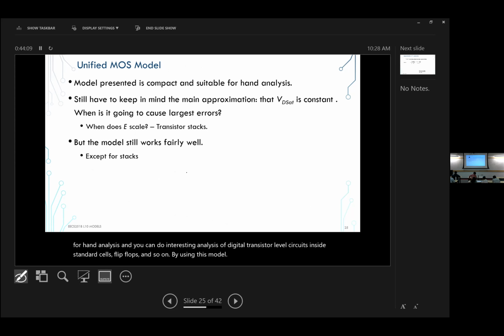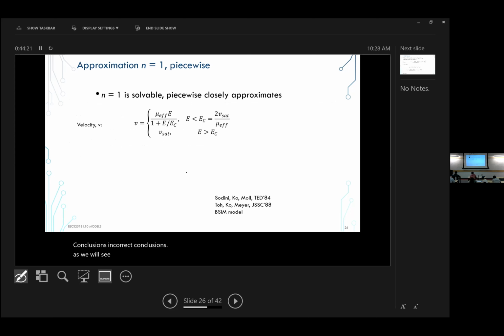But VDS is not constant, and that leads to some fake, incorrect conclusions, as we'll see in a second. So a better model is to stick with what I've shown and try to model it piecewise, where first velocity will be approximated with mu effective times E divided by 1 plus E divided by EC, up to some point that is related to EC, some fraction of EC, and then we'll switch to VSAT after we exceed that point.